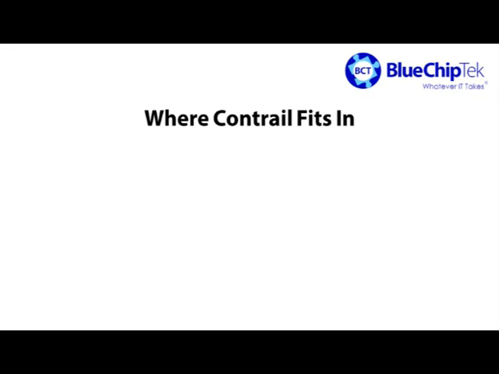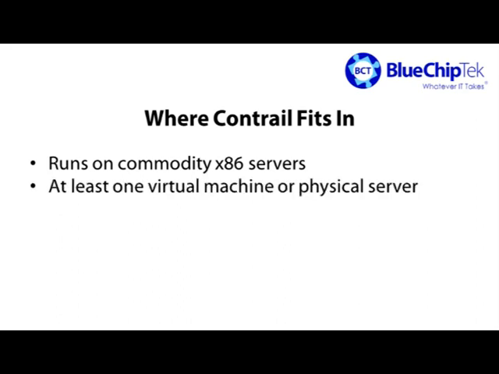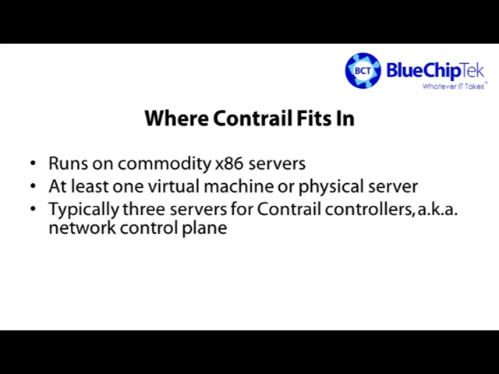Being software, Contrail needs to run somewhere. A lot of network software runs on specialized hardware, such as routers, switches, and firewalls. Contrail, by contrast, is x86 software that runs on commodity server hardware. If you just want to kick the tires, you can run Contrail inside of a single virtual machine or on one physical server. Most typically, people run Contrail controller software on a set of 3 physical servers.